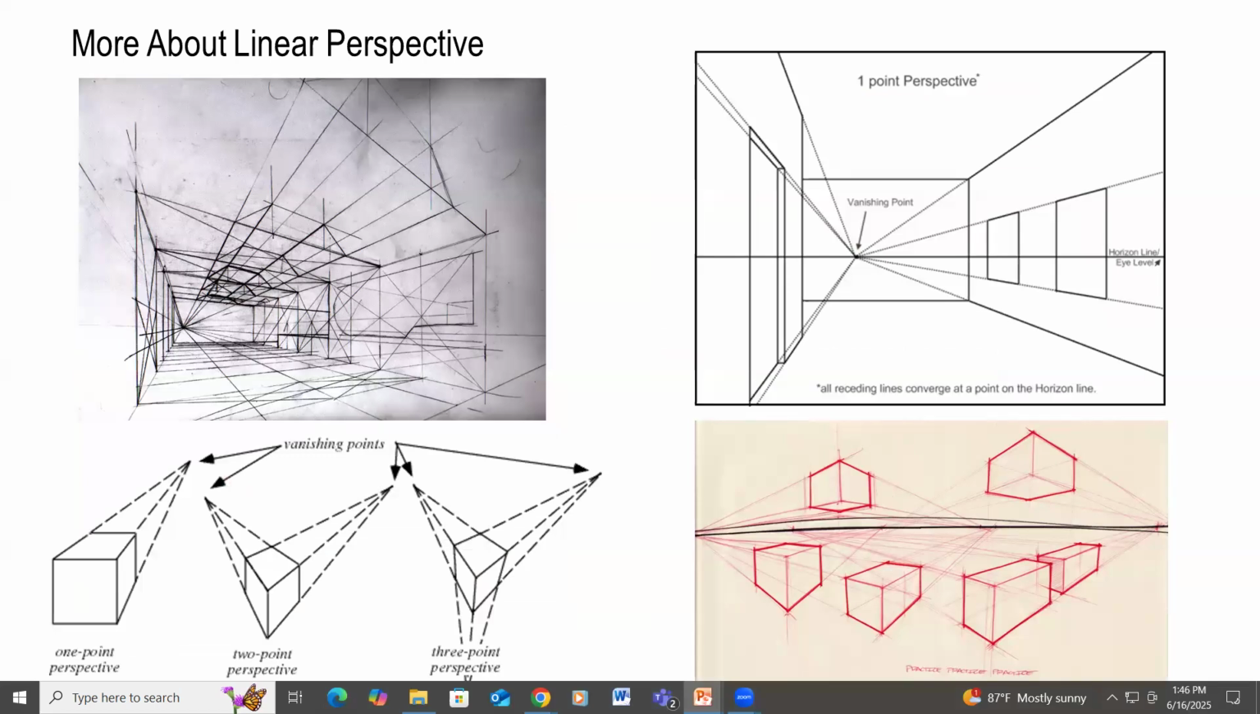So besides one-point perspective, that's one type of linear perspective. There's also something called two-point perspective, and this is an example of two-point perspective.